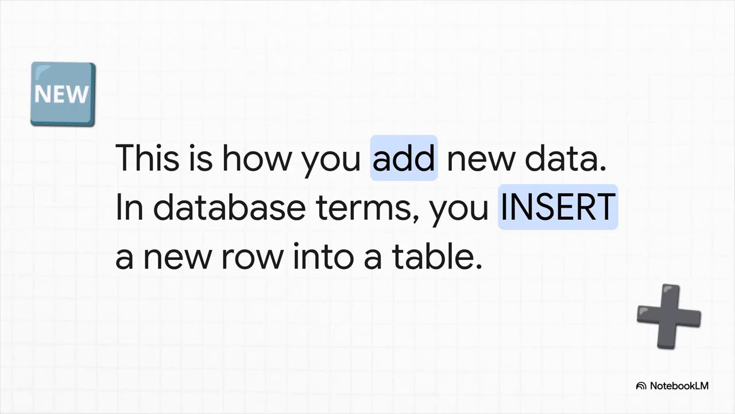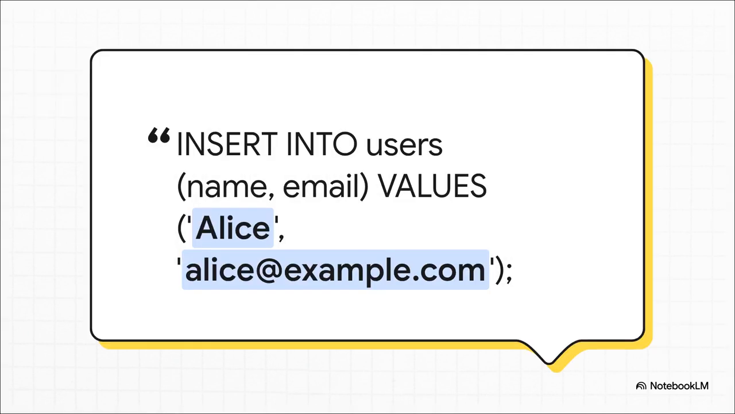First up is C, for Create. And it's exactly what it sounds like. It's how we put a brand new file into the drawer. In our case, it's how we add a new user to the system. And the command for this? It's just as straightforward. You're literally saying, insert into the users table, and then you tell it what to put in the folders. A name of Alice and an email of alice@example.com. It's a direct command. File this new record for me.